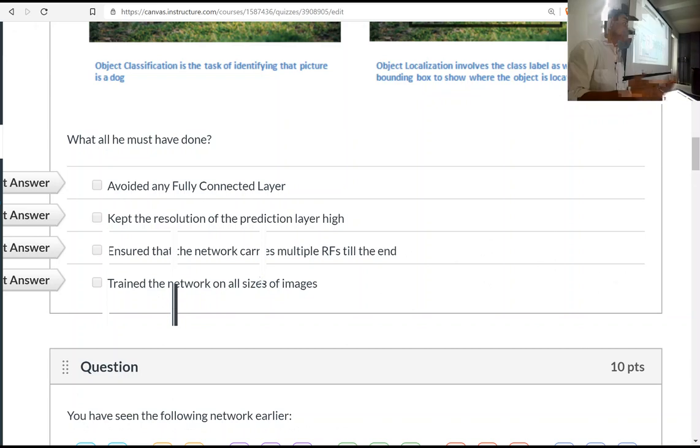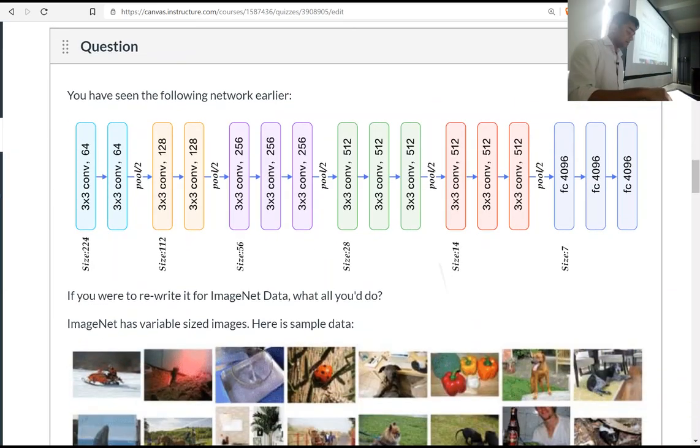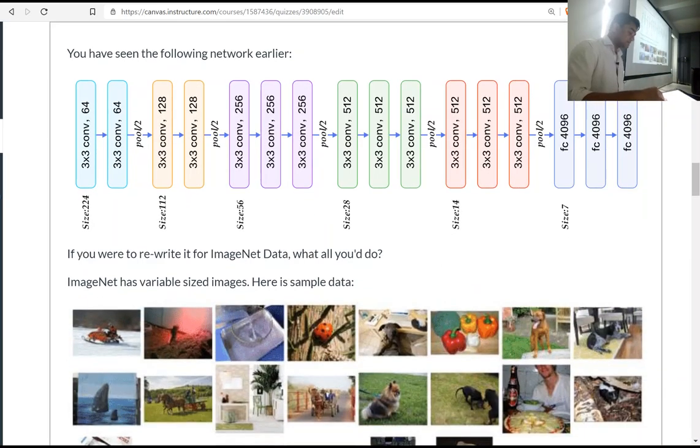Okay, all of you have seen this network earlier, right? Now if you were to rewrite the network for ImageNet data, what all would you do? ImageNet has a variable size of the sample images. What will you do?